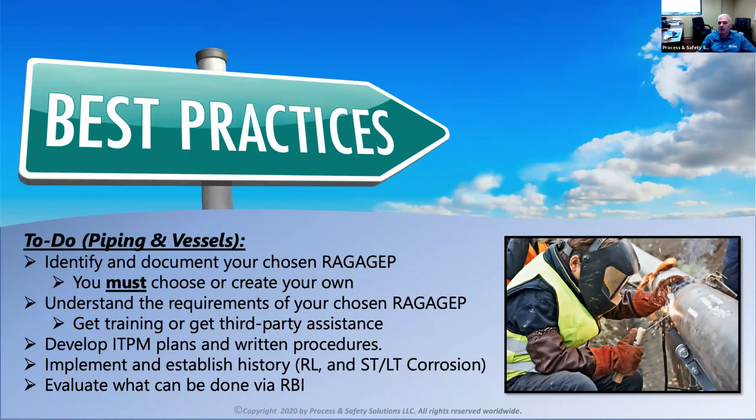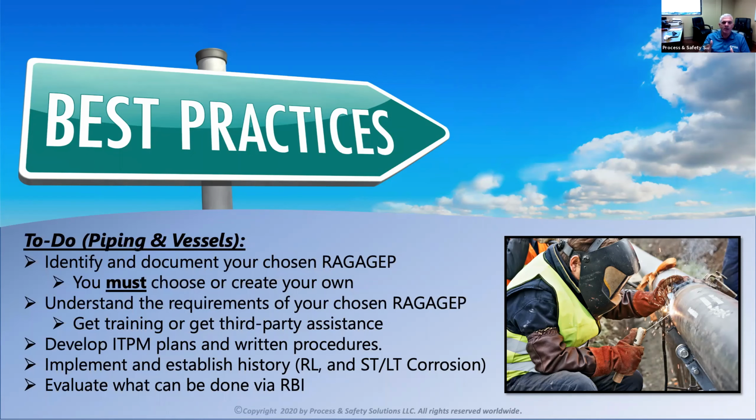Then implement and establish history. We talked about history of remaining life. RL is remaining life, and your short-term and long-term corrosion. If you don't have any history, then you're going to have to establish that by getting your initial reading plus at least one more to establish your short-term corrosion rates.